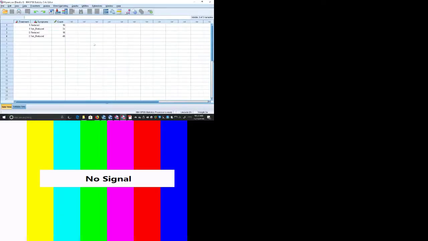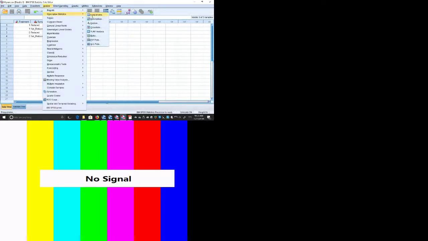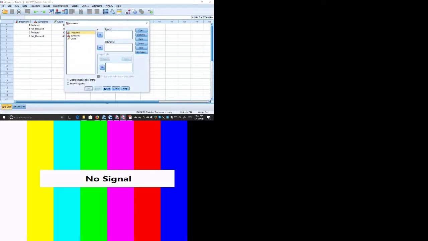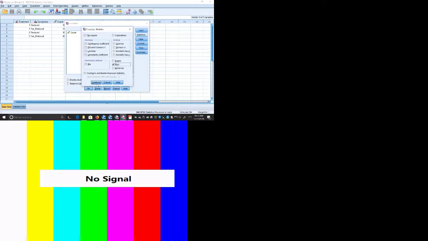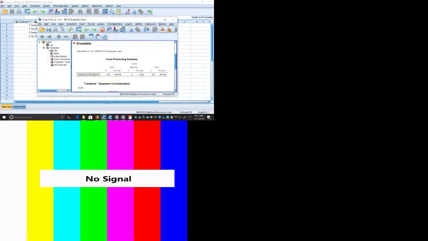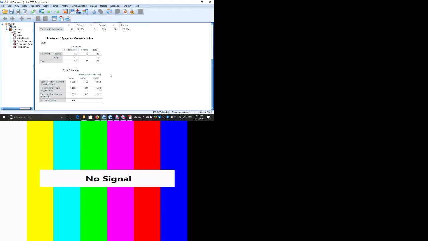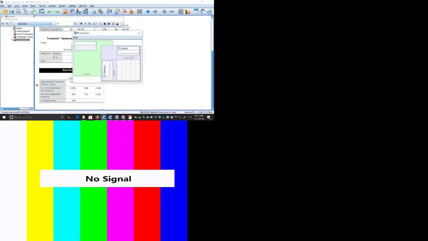So I've got the migraine data open. We can go Analyze, Descriptive, Crosstabs. And if we bring these variables across, under Statistics, we can tick this Risk box, continue, okay. And then when we run the crosstabs, we get this risk estimate box. Is that big enough? Can people see that? Let's make it bigger.